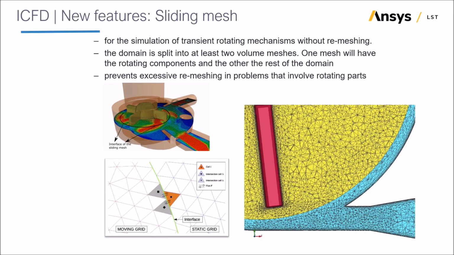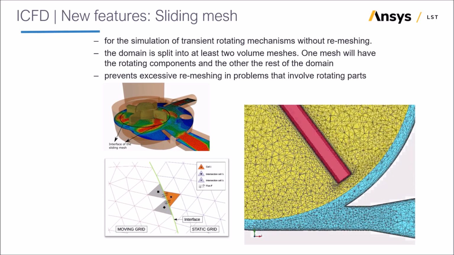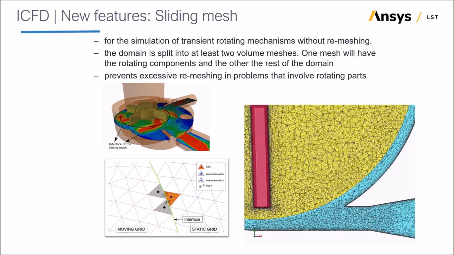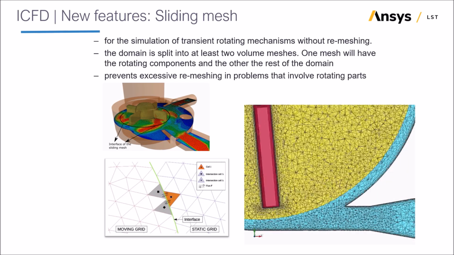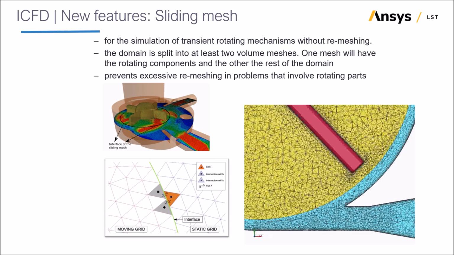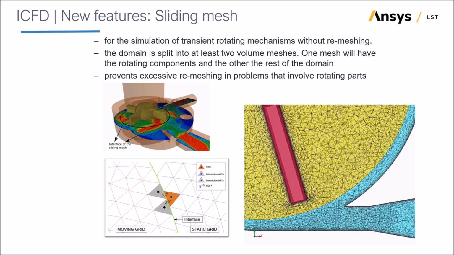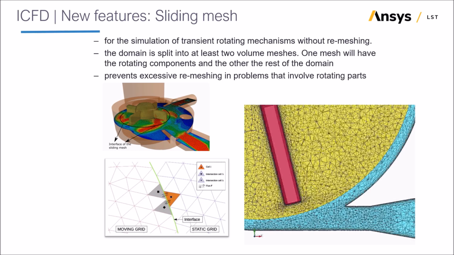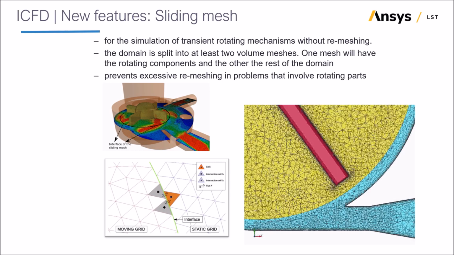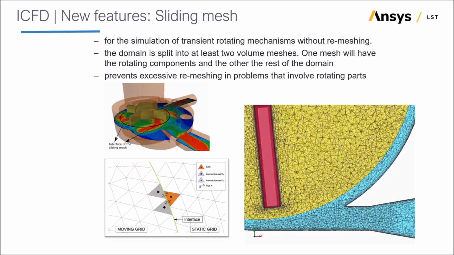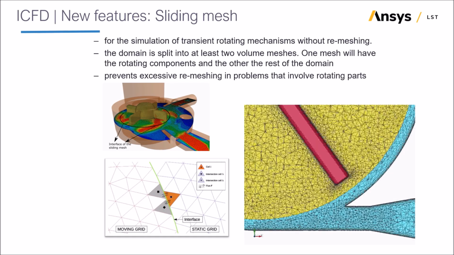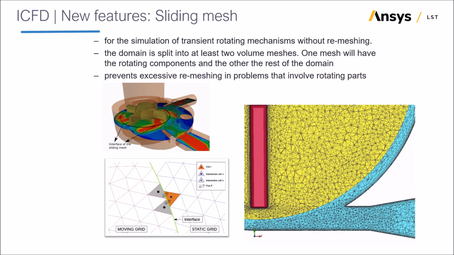This is modelled using a new feature called sliding mesh. It enables the yellow part of the fluid mesh to rotate with the impeller, while the blue mesh remains stationary. This minimizes the need for remeshing during the analysis. Fluid can flow freely across the interface as if the fluid mesh were continuous, a bit like stresses flowing across a tied contact in a structural model.